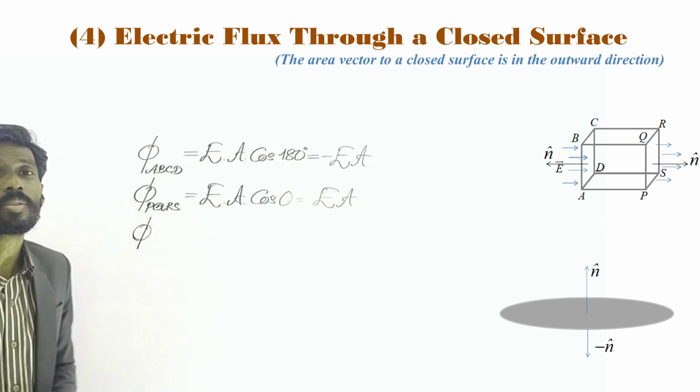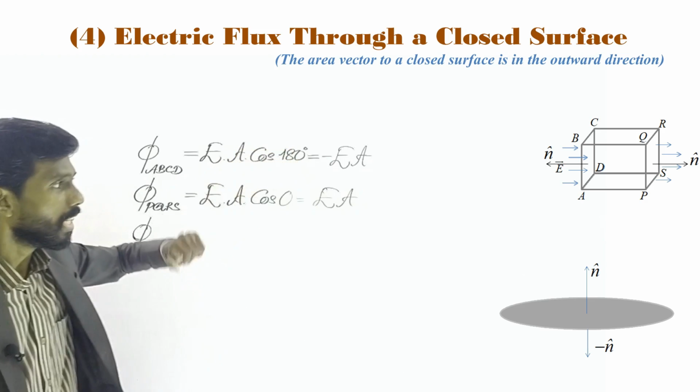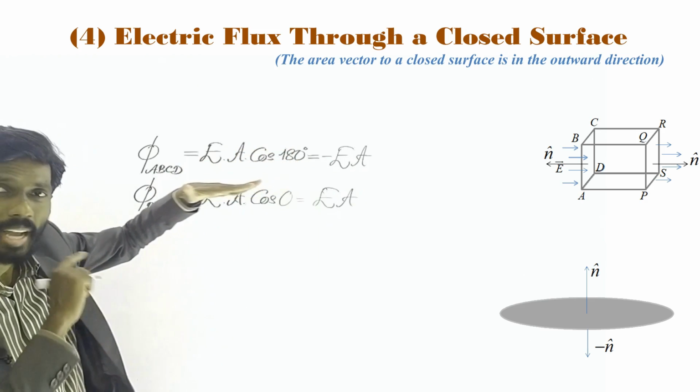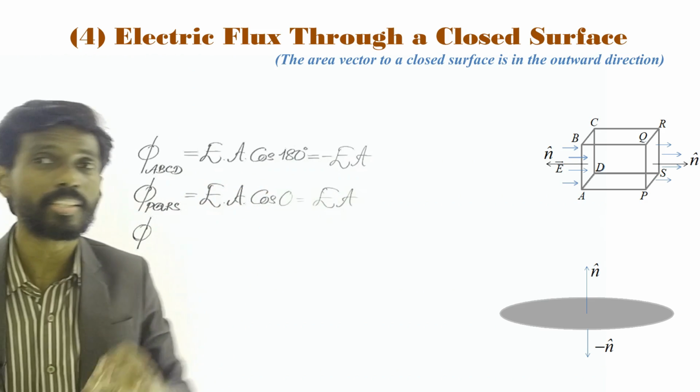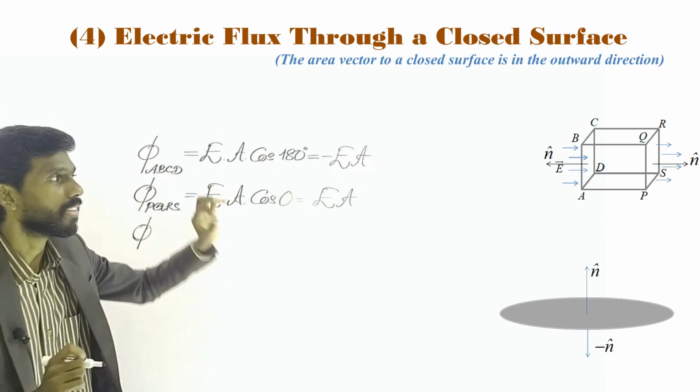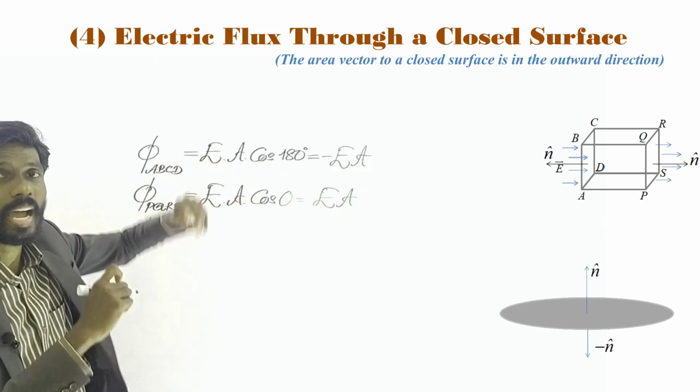What is the electric flux through the top surface? Here the surface is parallel to the electric field, right? The surface is parallel to the electric field. In that case, the electric flux is 0. So directly we can write the answer. The electric flux through the top surface is 0.